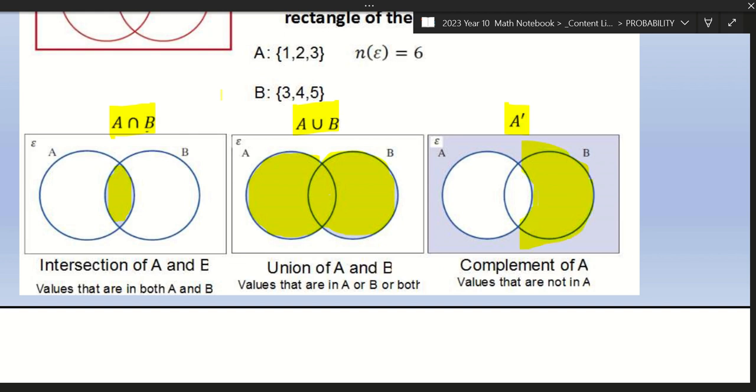Okay, so keep that in mind. Everything outside as well. That's not A. Although you don't need to highlight it because it's already there. I'm just making a point of it here for you guys. Okay, so keep that in mind. A complement, everything not A.